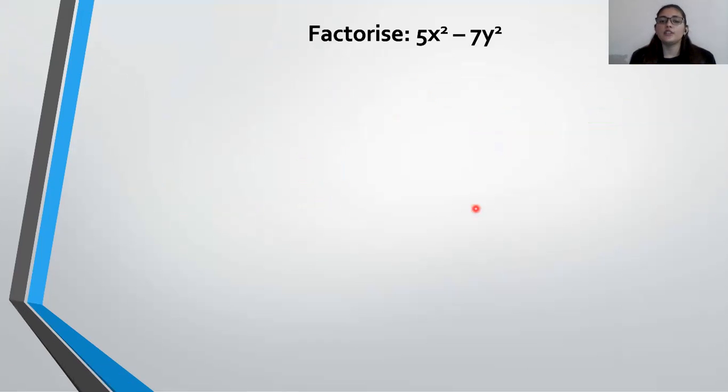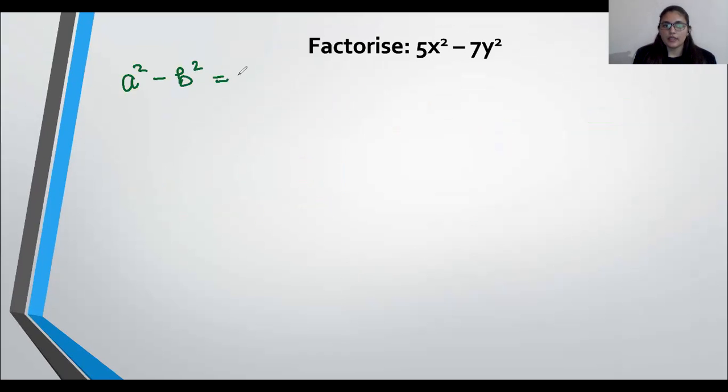Now, again, we need to factorize 5x squared minus 7y squared, right? So again, we are going to make use of the identity a square minus b square equals a minus b in a bracket and a plus b in the second bracket. We will make use of this identity.